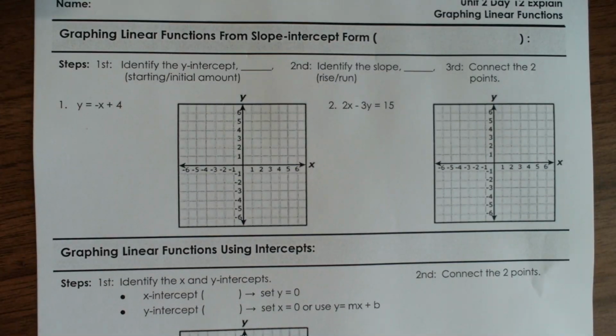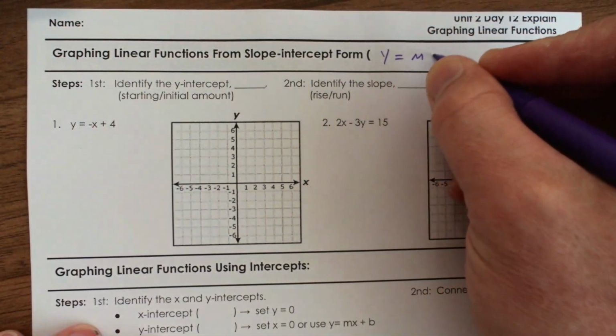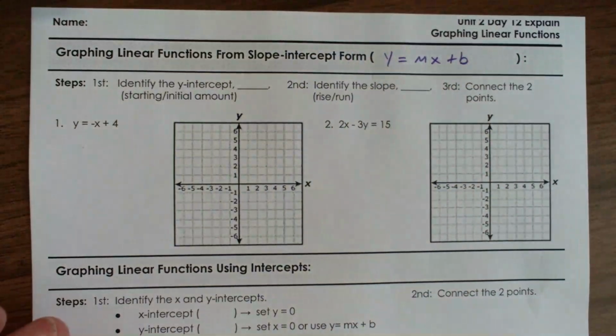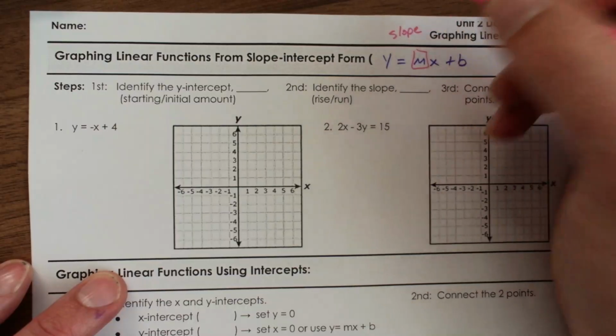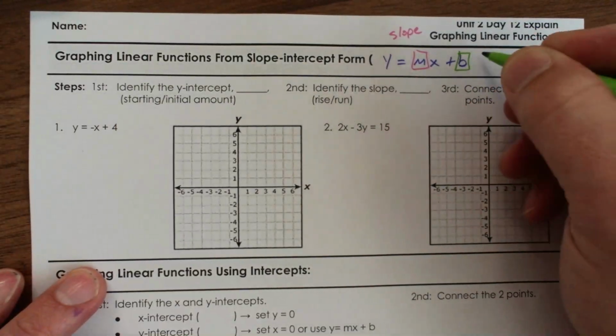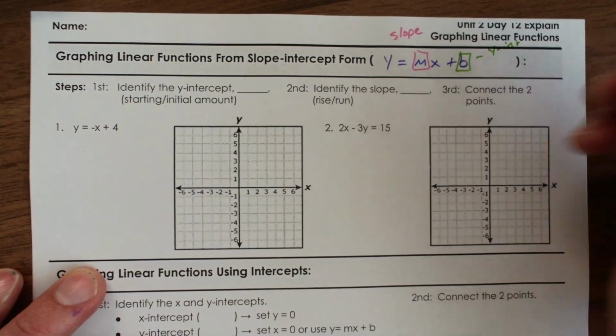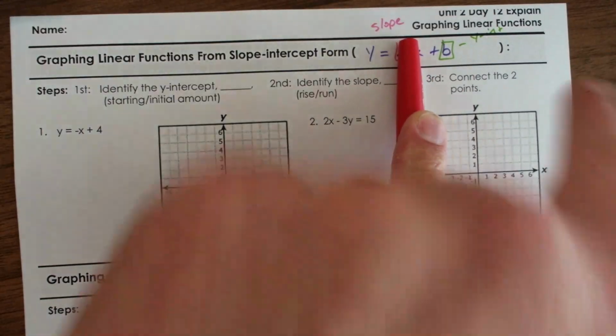Okay, today we're looking at the notes for graphing linear functions from slope-intercept form. So remember, slope-intercept form is y equals mx plus b. Remember m here, this is your slope. This is how fast it's moving either up or down, how fast it's changing. And remember, b is your y-intercept. This is your value of the function when x is 0, because when x becomes 0, this goes away, and all you're left with is b.